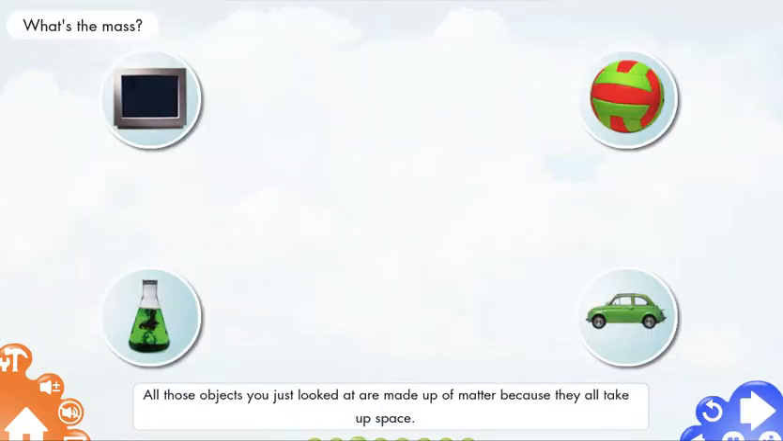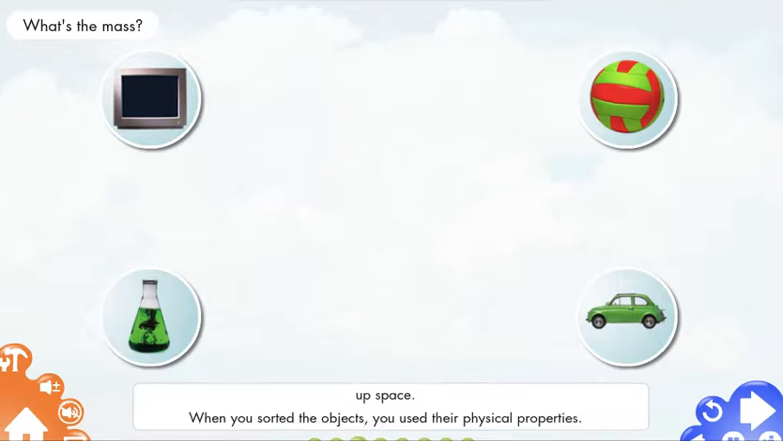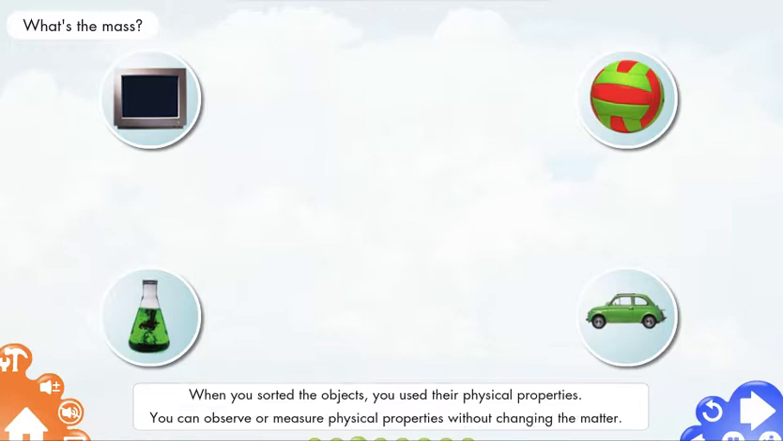All those objects you just looked at are made up of matter because they all take up space. When you sorted the objects, you used their physical properties. You can observe or measure physical properties without changing the matter.